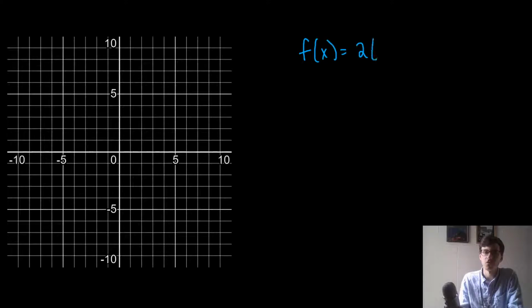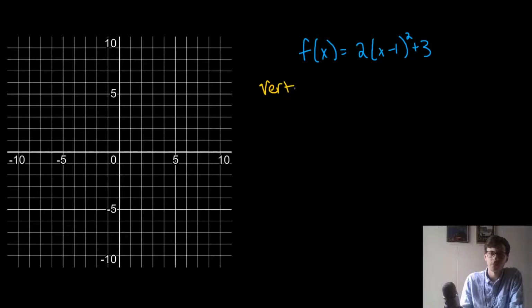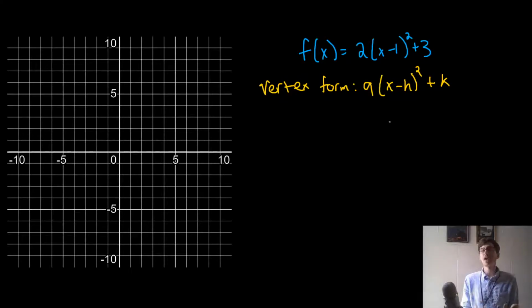What do we say? 2(x − 1)² + 3. Okay, so I know that my vertex is at this point here, and we have something called vertex form when it comes to quadratics. That's a times (x − h)² plus k. Okay, and that's a lot of stuff, but here's what you need to know.